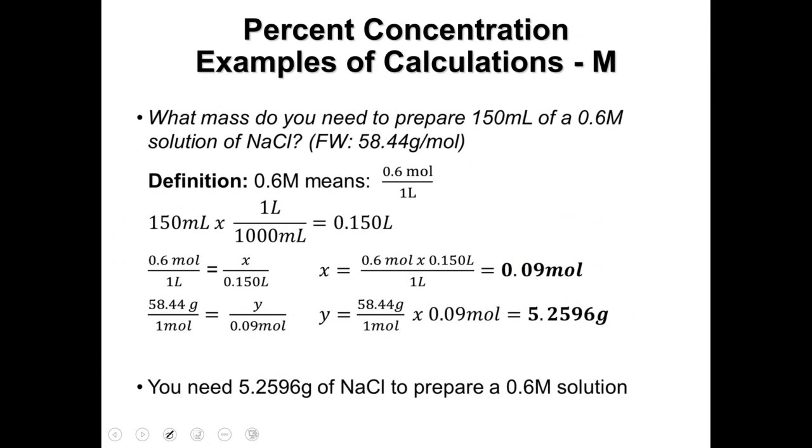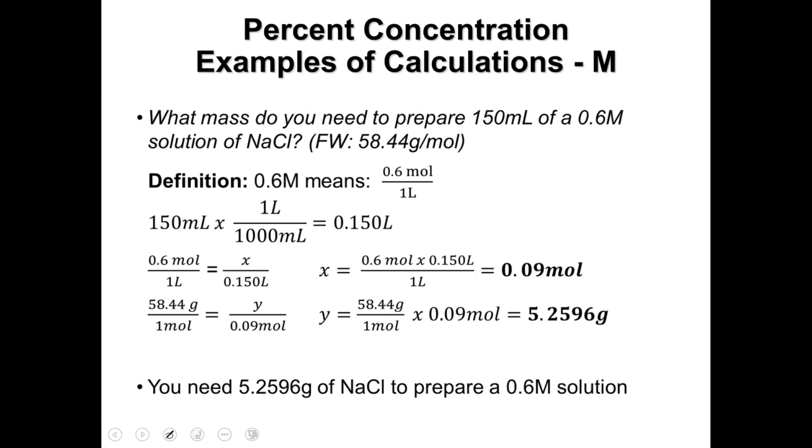Imagine you're asked to prepare 150 milliliters of a 0.6 molar solution of sodium chloride. It has a formula weight of 58.44 grams per mole. Now notice I don't use the word molar mass. In this case, I use the word formula weight because this is a salt. When you put it in solution, the sodium and the chloride will separate right away, so they don't stay together. Molar mass refers to a molecule that does not separate as a molecule. It basically is the same thing.